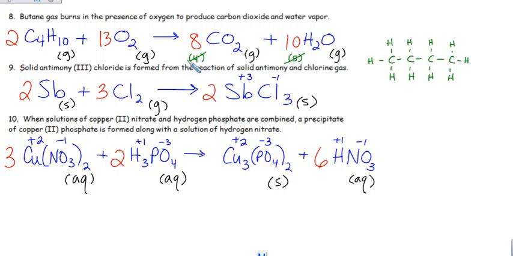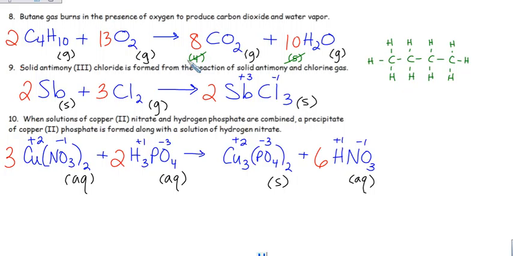When solutions of copper 2 nitrate and hydrogen phosphate are combined, so they're both solutions, both aqueous, my copper is +2, my nitrate -1. I must use parentheses around my nitrate. Hydrogen phosphate is +1, -3, so we'll need 3 hydrogen. A precipitate of copper 2 phosphate is formed, precipitate meaning the copper phosphate is a solid, along with a solution of hydrogen nitrate.